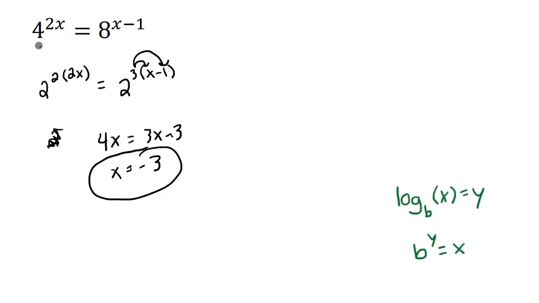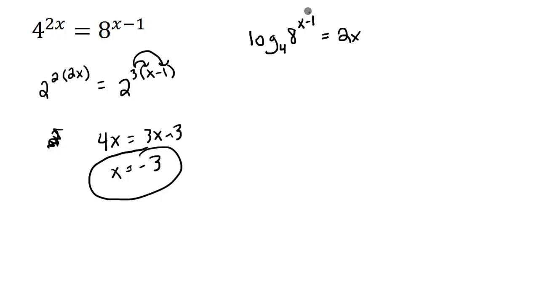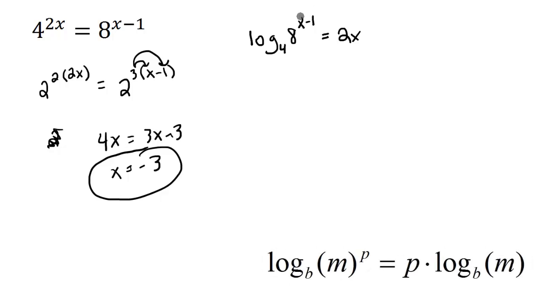You could have also taken our original equation and switched it to log form. So that would have been log base 4 of 8 to the x minus 1 power, which would equal 2x. That would be the log form of this part right here. Now, you would have had to apply the power property, so this x minus 1 would have to swing to the front. So you'd have x minus 1 in front of log base 4 of 8, which equals 2x.